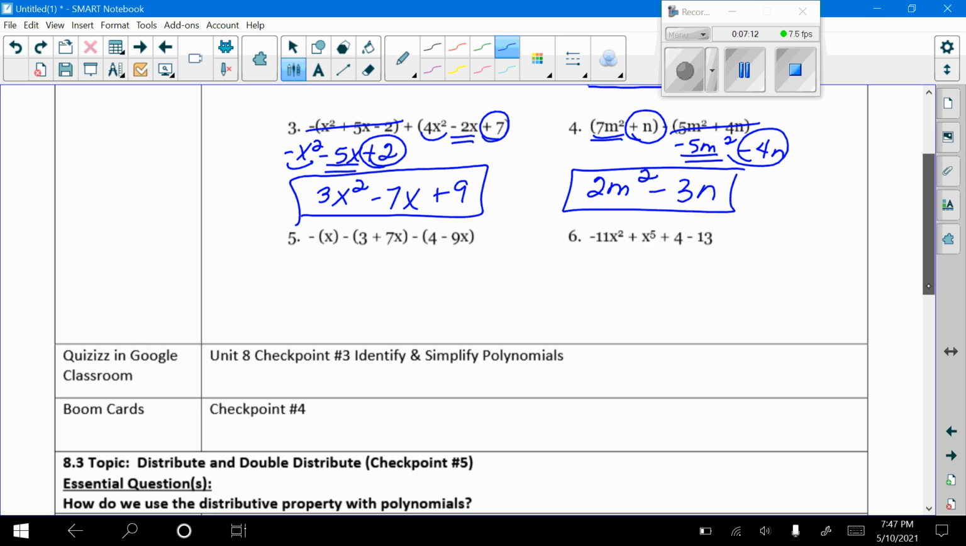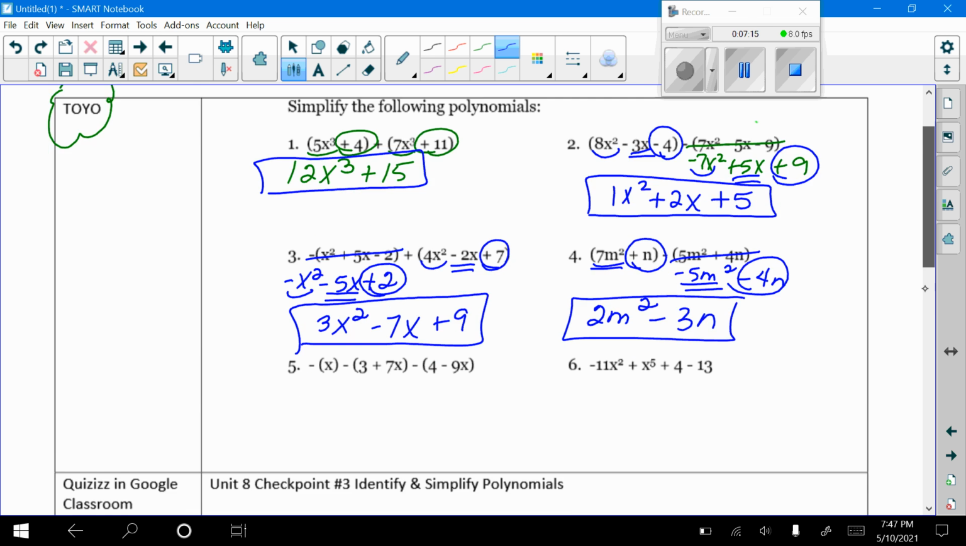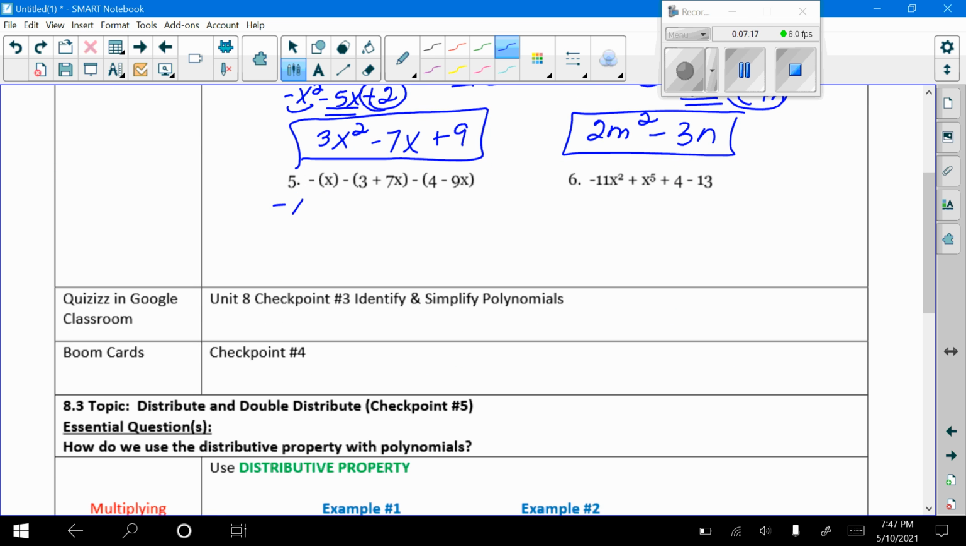Number 5, this is a negative x, negative x. And distribute this negative to each item. So negative 3, negative 7x. Distribute this negative to each thing. Negative 4 plus 9x. Now combine like terms. Do your x's first. So negative 1x and negative 7x. That's negative 8x plus 9x. That gives me 1x. Negative 3 and negative 4 gives me negative 7.